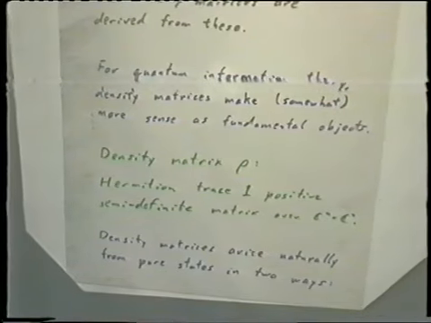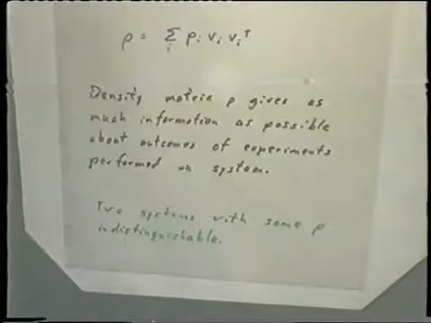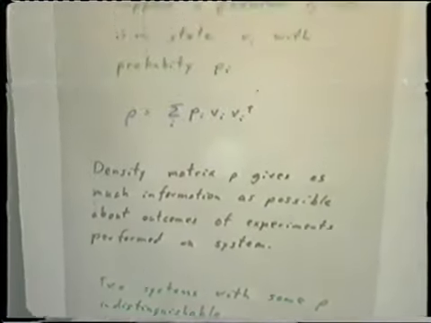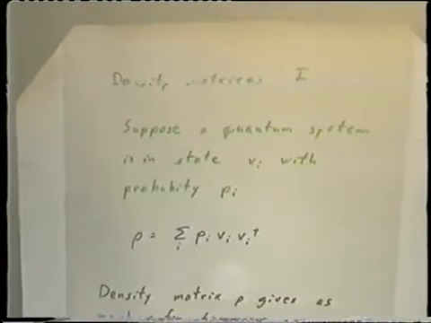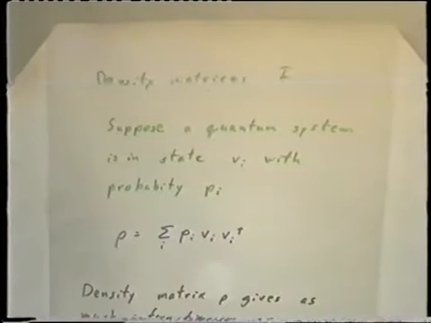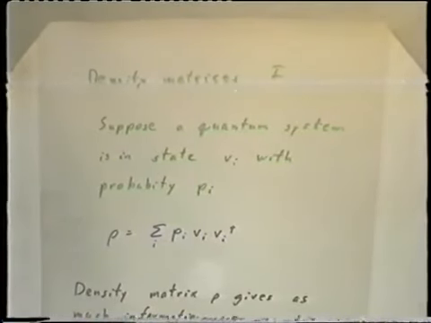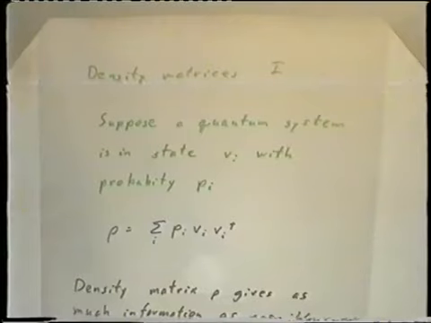And there are two ways in which density matrices arise naturally from pure quantum states. And in what I'm going to be saying next, we're really going to be using density matrices a lot. So I'll tell you a little about them. Well, the first way they arise is, suppose you have a quantum system in state v sub i with probability p sub i, then the density matrix is just the summation of p_i v_i v_i dagger.